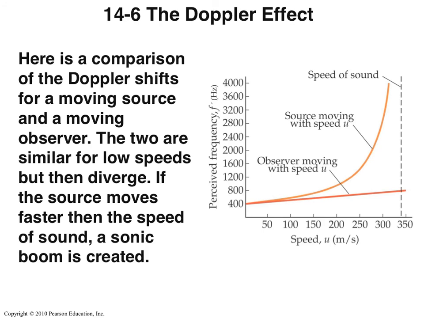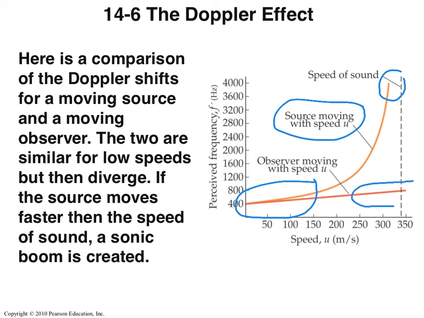Okay, so let's look at how this looks in graph form. This is a comparison of the Doppler shifts for a moving source and a moving observer. The two are very similar at low speeds. Basically we're comparing these two equations. However, if we look at our orange line right here, the source moving with the speed U, the frequency gets a lot higher. If the observer is moving with the speed of U, the perceived frequency does not move very much.